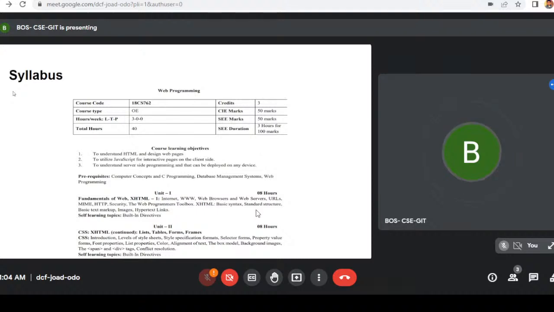Now, in your Unit 1 you'll have fundamentals of web and XHTML. XHTML is nothing but the extensible version of HTML. There we'll be learning the different web programs, toolbox, the basic syntax, the standard structure, hypertext links, all these things. The next unit is CSS. I told you about cascading style sheets, right? You'll be learning how to make beautified versions of your websites. All that you'll be learning: different tags, different properties, how you can get different colors, alignments, background images, all those things.